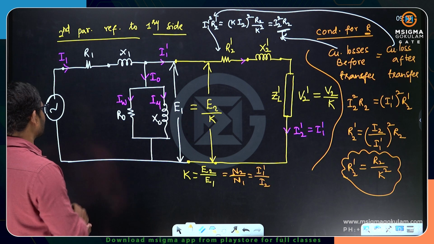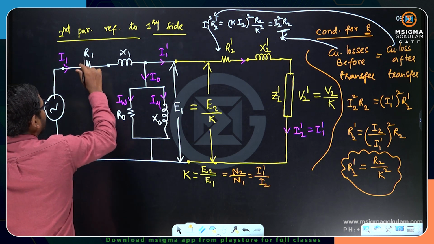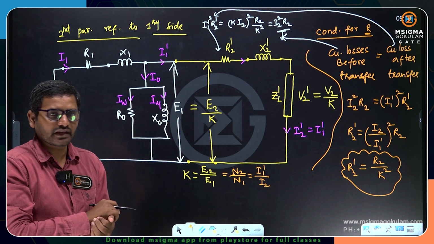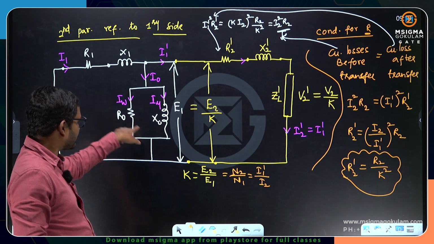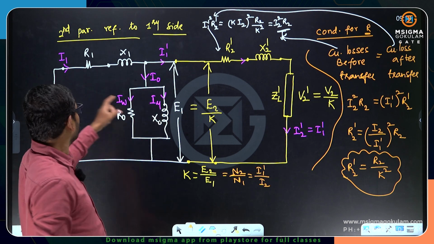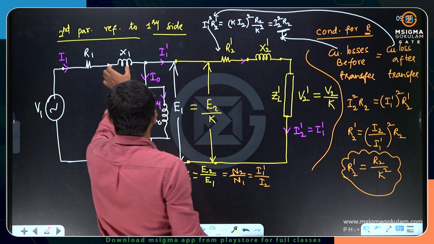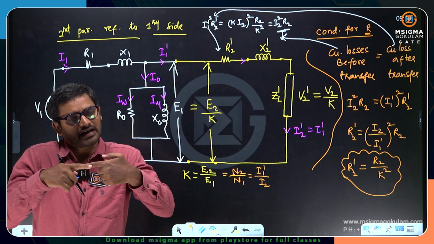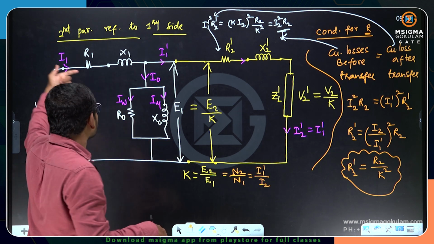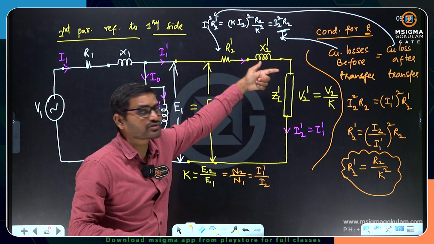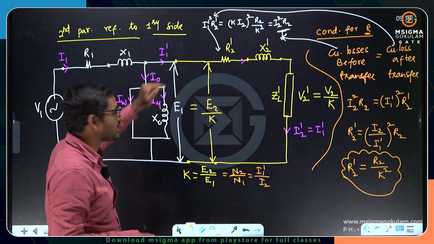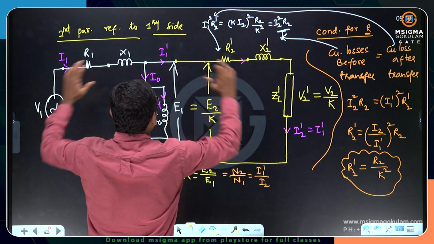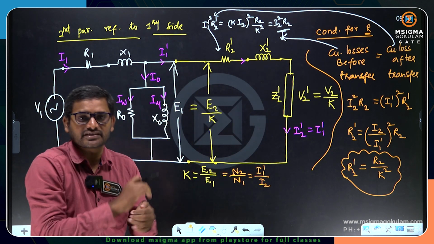But still you see here, I cannot make the whole circuit as a single loop. Because of the no load branch parameter, because of this core branch parameter, I cannot add up R1 with R2 dash, and I cannot add X1 with X2 dash. If you want to add R1 and R2 dash, X1, X2 dash, the current flowing through R1, X1, R2 dash, X2 dash must be the same. But here current division is happening, because of the core branch parameter.